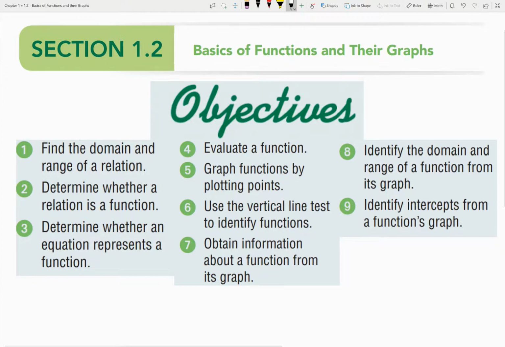Then we'll evaluate some functions. Then we'll graph some functions. And then we'll use a vertical line test to identify functions from their graphs and obtain other information about a function from its graph. Then we'll identify the domain and range of a function by looking at the graph. And finally, we'll talk about the x-intercepts and the y-intercepts of a function.